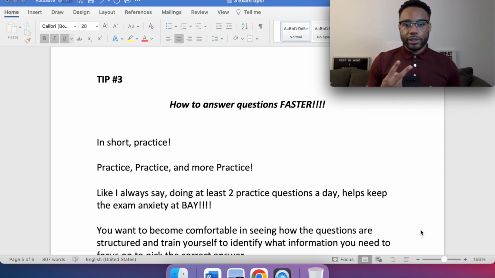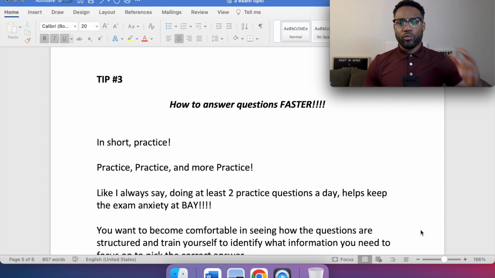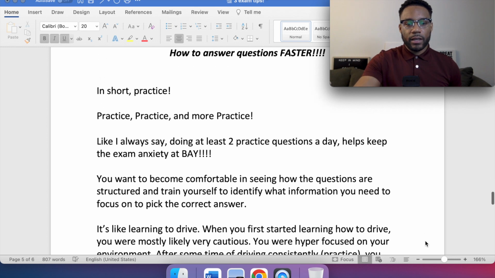The reason why I say 2 is because, yeah, I could say do 20 a day, but realistically, you know your life, you know the things that you're responsible for, how it's structured. Realistically, will we do 20 questions a day? But doing at least 2, if we want to get wild and step it up to 3, 4, cool. But at least 2 a day, right? You want to become comfortable in seeing how the questions are structured and train yourself to identify what information you need to focus on to pick the correct answer.